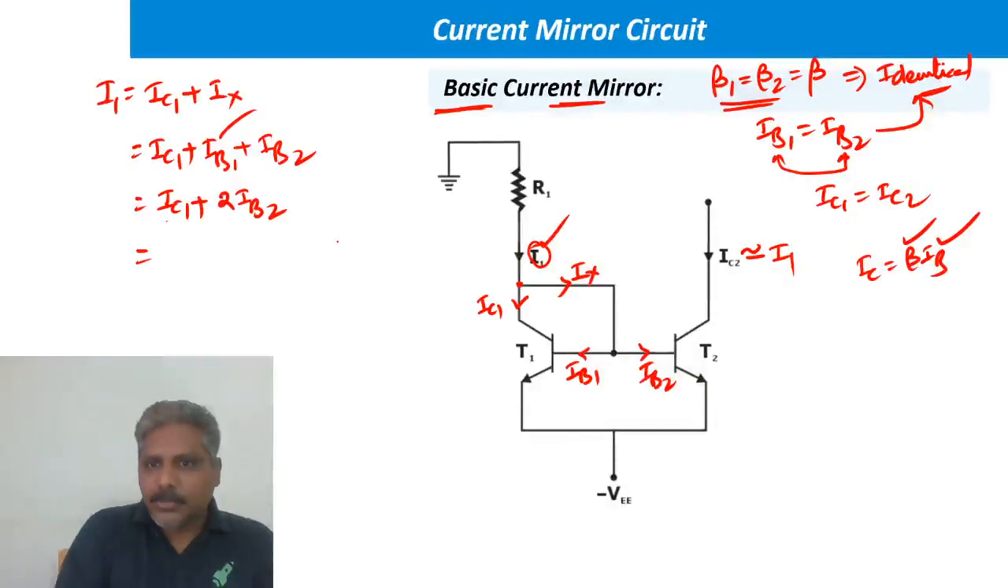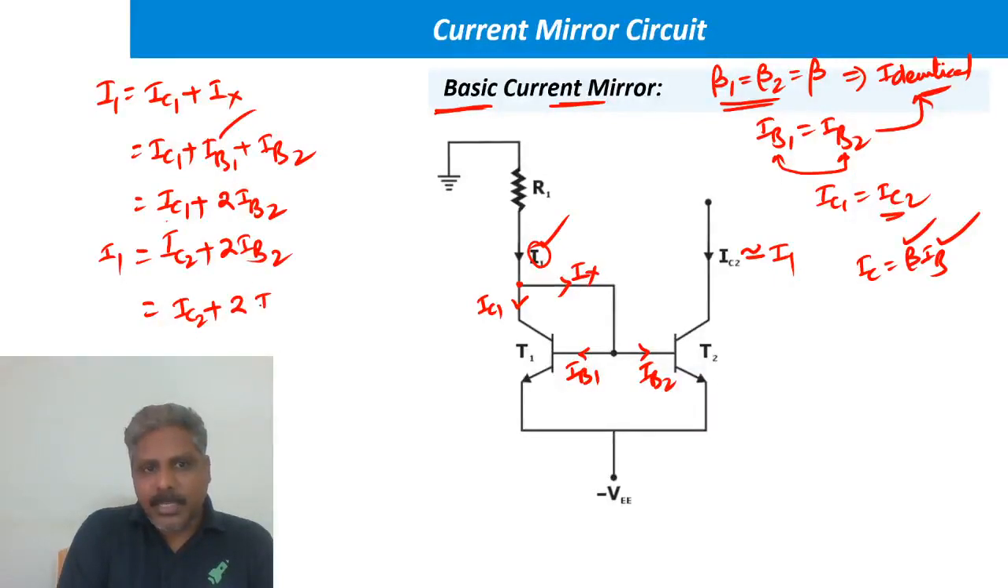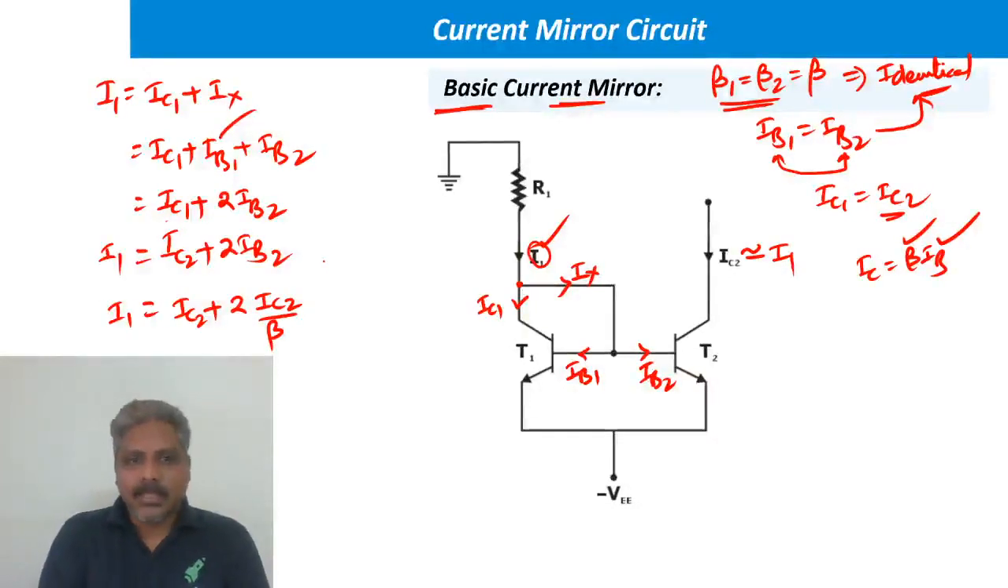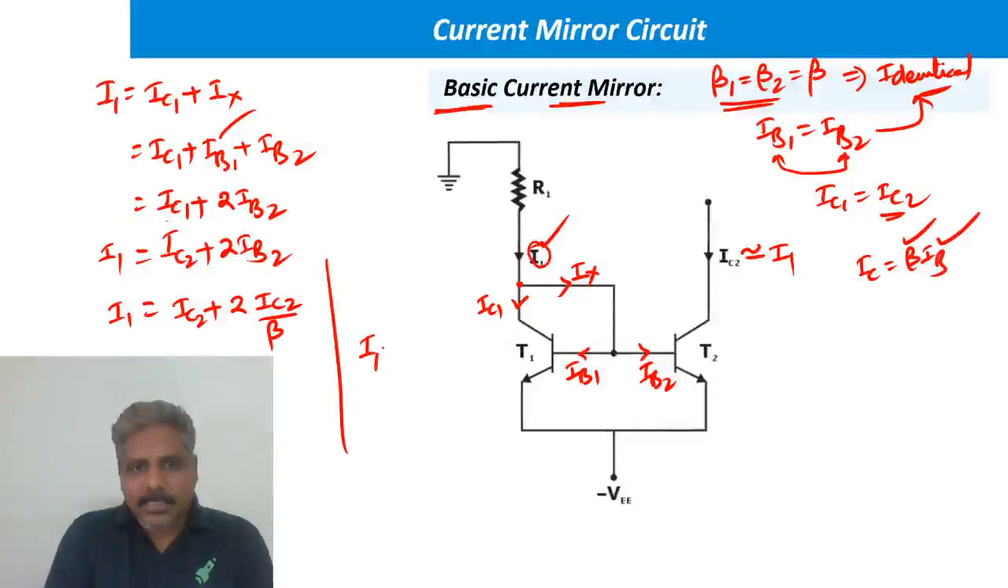So I'll replace this IC1 also as IC2 because they are identical. I'll write it as IC2 plus 2IB2. This is all what? I1. So can I write it as IC2 plus 2 into IB2, which can be written as IC2 by beta, because IC and IB relation is that. So can I come here? I1 is equal to now. Is it visible for you?